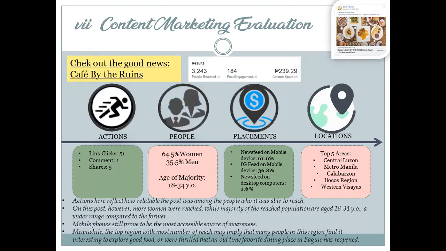So, what did we see here? Actions reflect how relatable the post was among the people it was able to reach. On this post, however, there were more women reached rather than men, while majority of the population are aged 18 to 34. And still, mobile phones are the most accessible source of awareness.